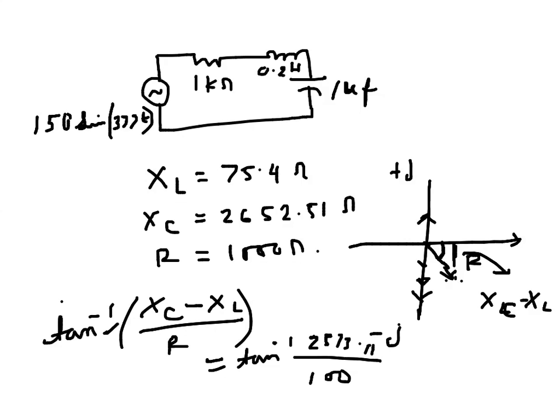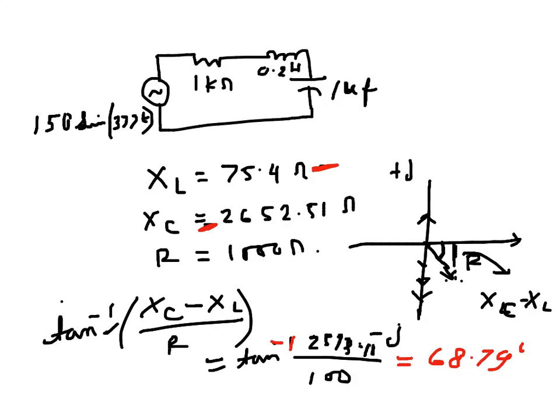So the subtraction, XC minus XL, is 2573.11, and then after doing tan inverse, the angle is approximately 68.79 degrees. So this is the angle.